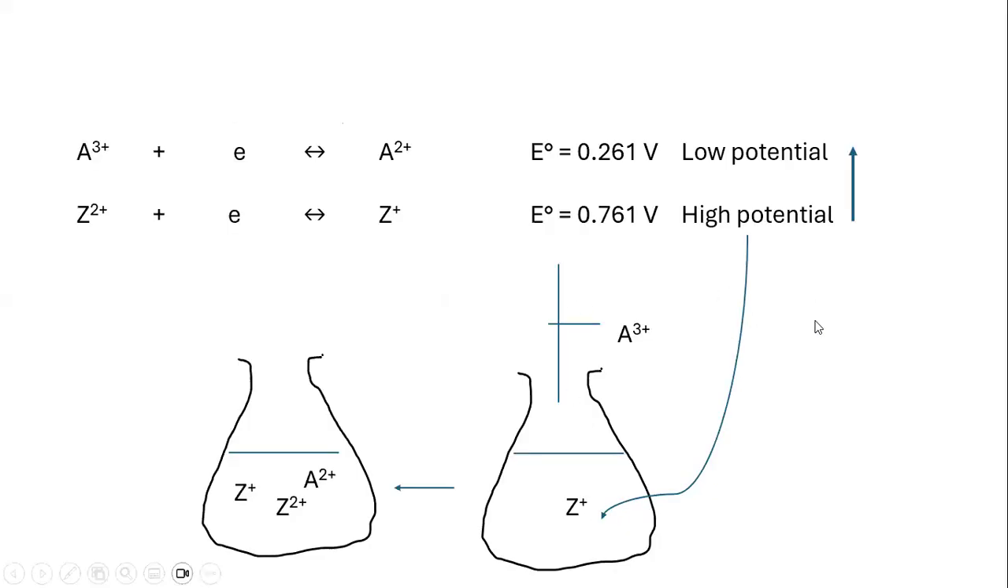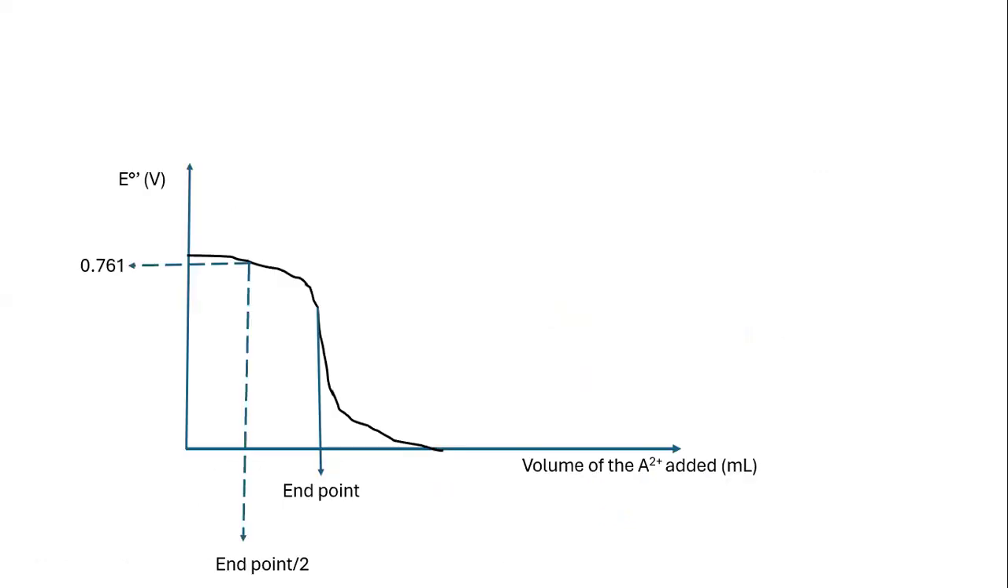Okay. Are you with me? So this is the situation in the flask until the end point. You have only this redox system, Z plus, Z2 plus. So that will be governing the cell potential until the end point. That you have to identify. Otherwise, you can't draw the titration curve. You are starting with high potential and going to low potential. That's very important.